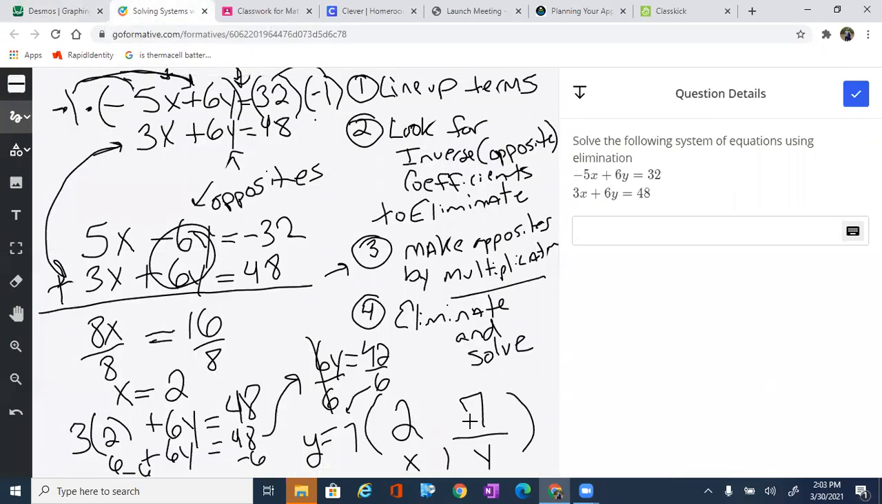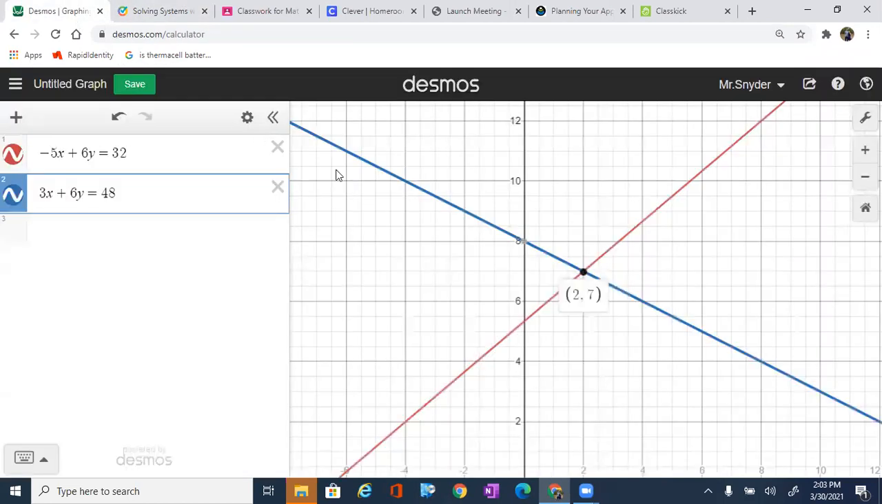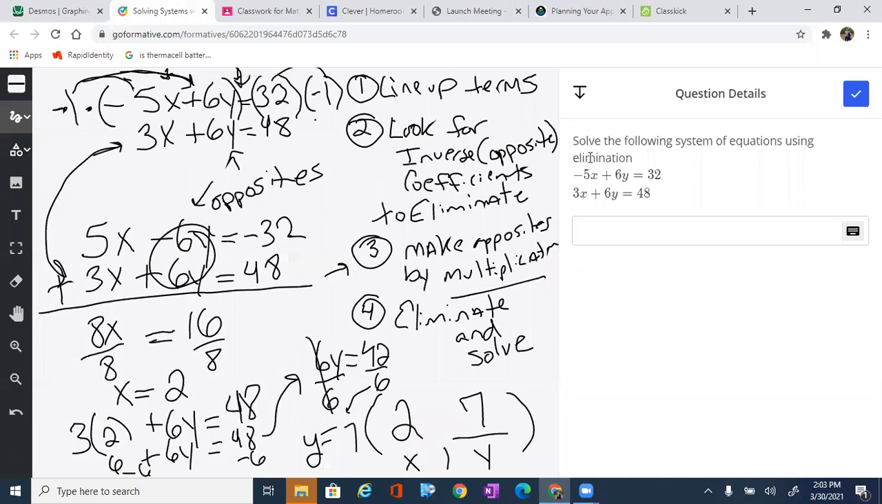We came up with (2, 7) algebraically. Desmos confirms that it is (2, 7). And now we've done it both algebraically and graphically. All right, I hope that helps you out with getting into the steps of elimination and systems of linear equations.